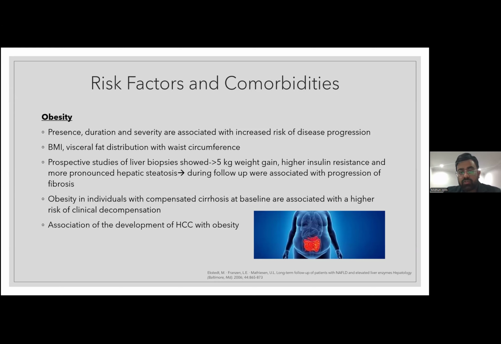Obesity in individuals with compensated cirrhosis at baseline are also associated with higher risk of clinical decompensation. We also find that there is a significant association of development of HCC with obesity.